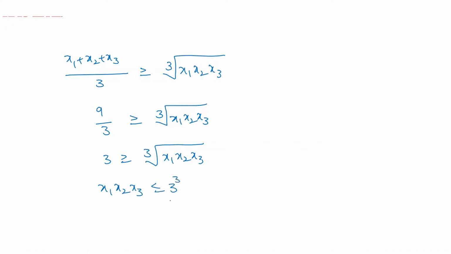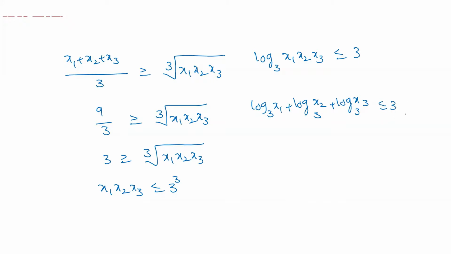Again we have to apply log base 3 here. If I apply log base 3, log of x1 x2 x3 is less than or equal to 3, and this is nothing but log x1 base 3 plus log x2 base 3 plus log x3 base 3, which is less than or equal to 3. They're asking for the maximum value, so capital M is equal to 3. So we got small m equal to 4 and capital M equal to 3.